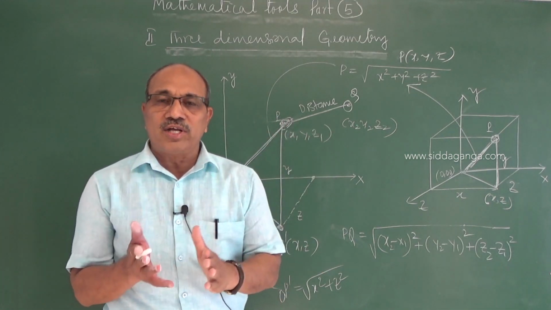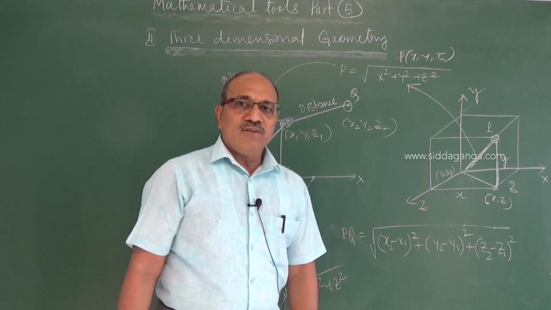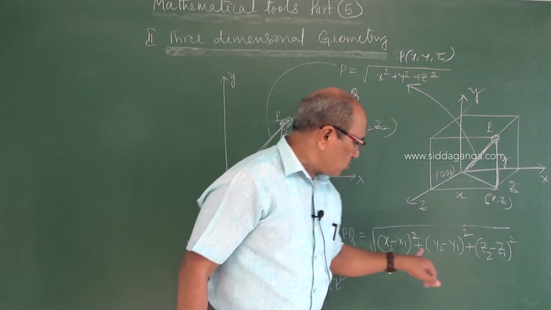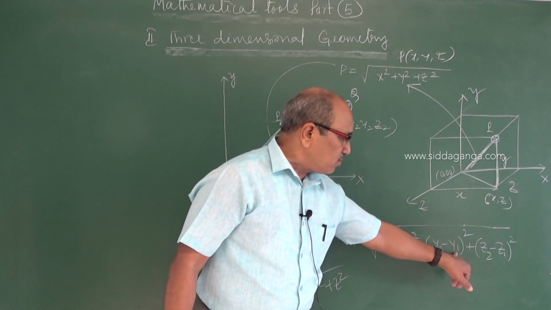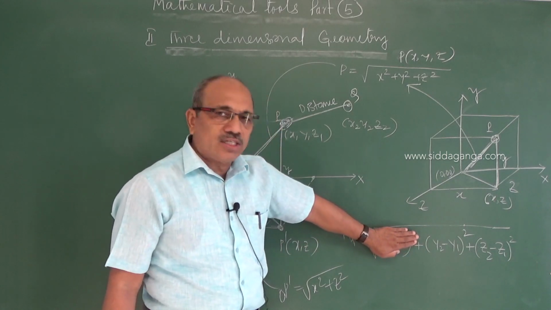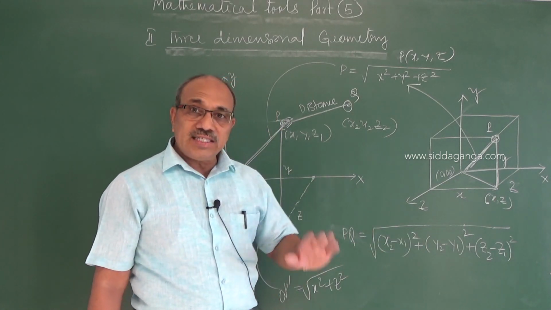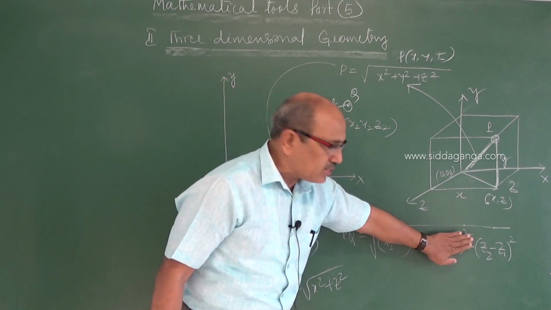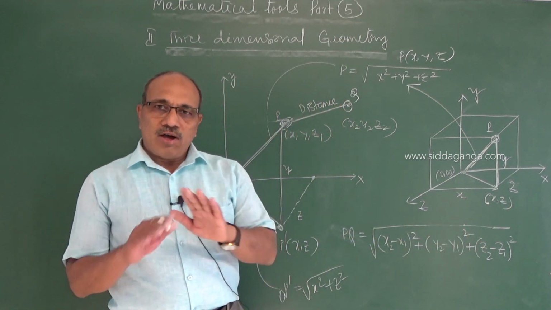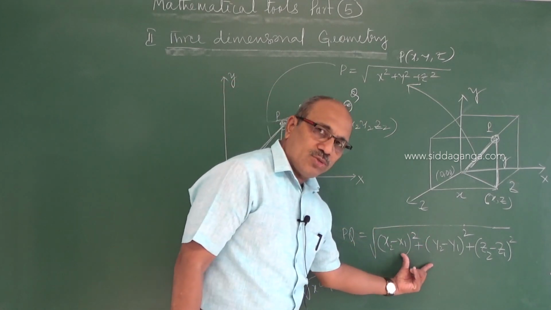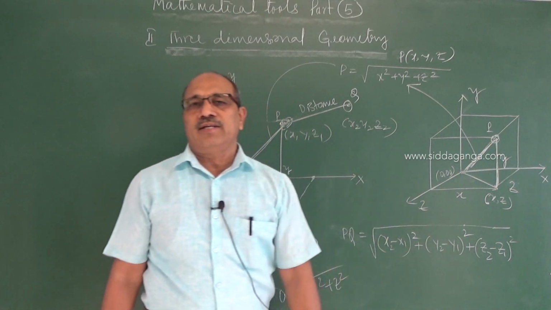If it is only in two dimensions, you can remove a term. If it is only in the xy plane, the z part does not exist: root of (x2 minus x1) square plus (y2 minus y1) square. If it is in the yz plane, x variation is absent. If it is in the xz plane, y is absent. You can use all three, or any two in which variations are there, and keep the other one aside.